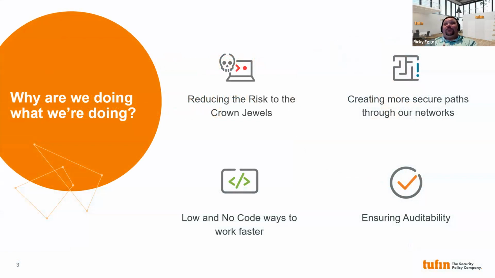Number one, reducing the risk to your crown jewels, actually being able to identify what's important in your infrastructure and working to protect that infrastructure. Creating more secure paths through the network. So what you want to do is make sure that you can pin up a path from point A to point B that adheres to your policies and ensures that you're not allowing extra things through on those policies. We're looking at low and no code ways to integrate and work faster.